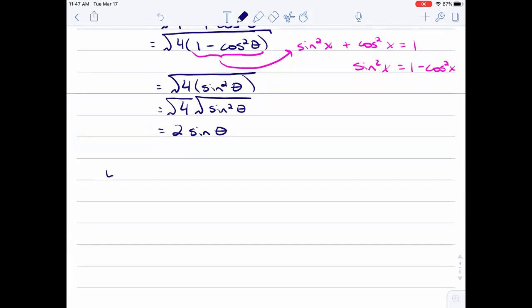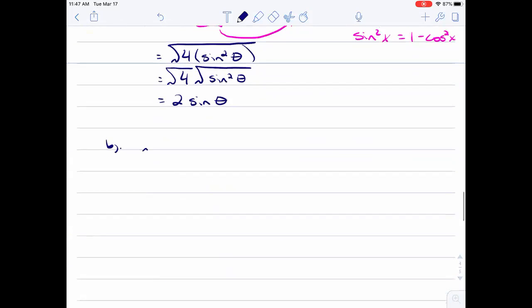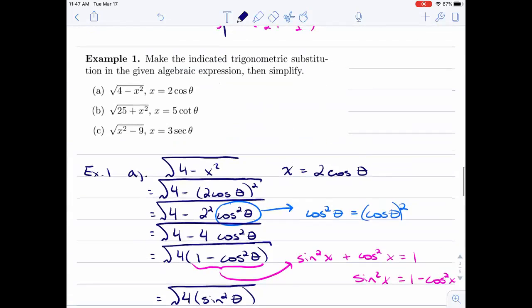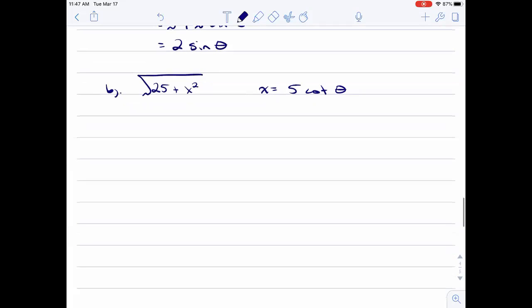All right, let's do part B. Root 25 plus x squared, and we're replacing x with 5 cotangent theta. I know we haven't talked about a lot of these, right? Cotangent, whatever. But I'm just showing you how to do these so that you can recreate it on the test, and then we can fill in the gaps.